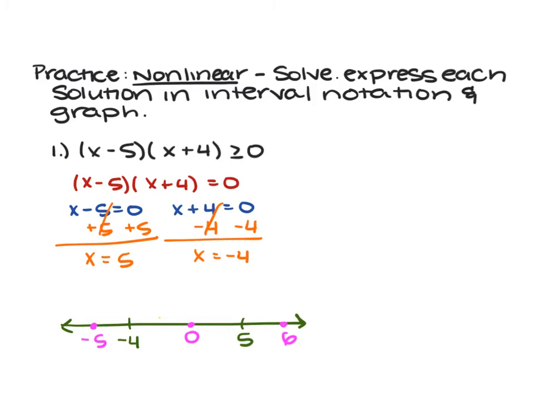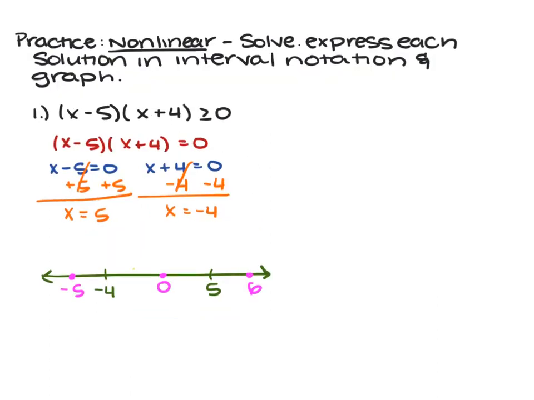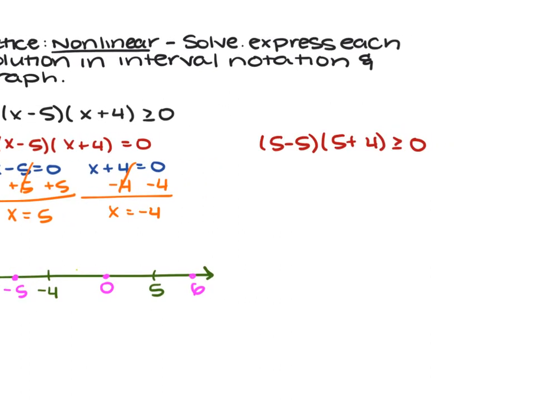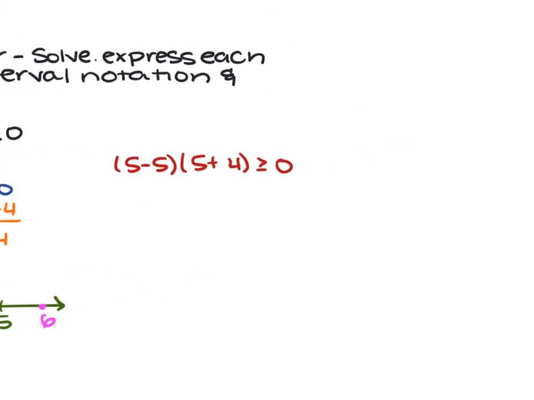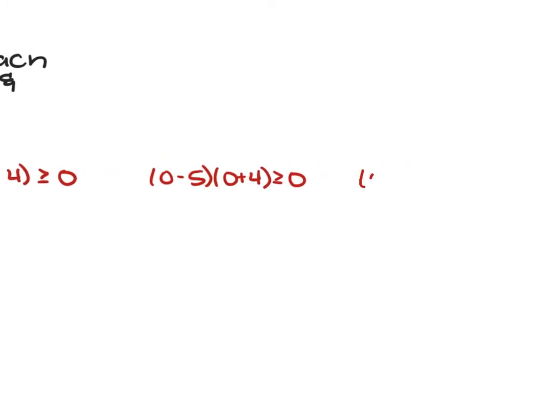Plug it in to the original, see if it's true statement. So I'm going to do 5 minus 5 times 5 plus 4 is greater than or equal to 0. 0 minus 5 times 0 plus 4 is greater than or equal to 0. And then 6 minus 5 times 6 plus 4 is greater than or equal to 0.